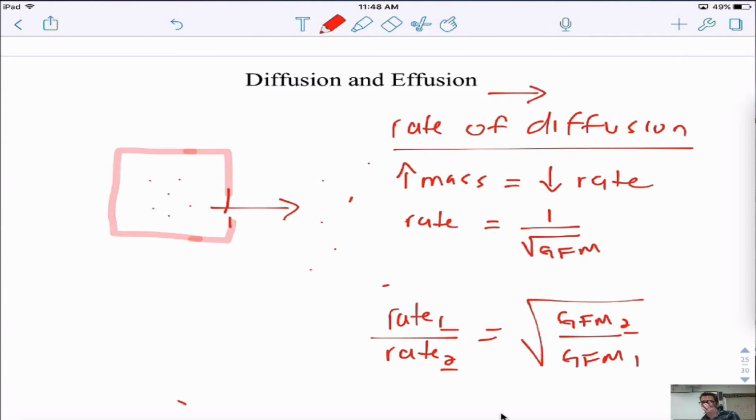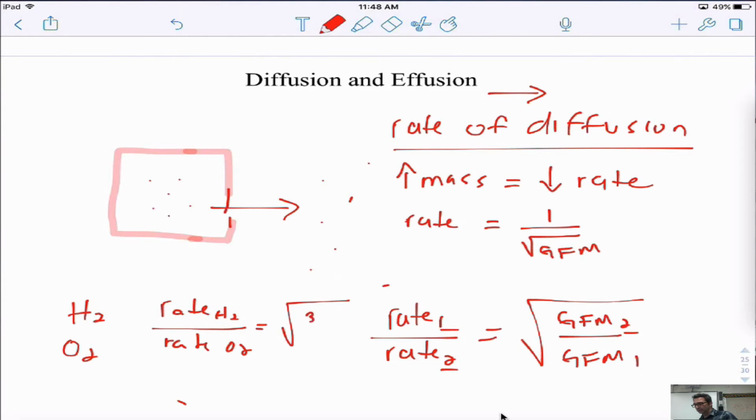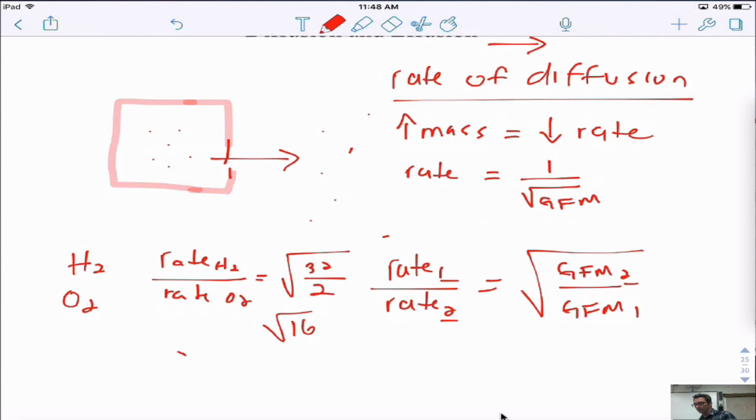So now you look at this and you're like, well, how would I do a problem? Well, let's say that we had two gases like hydrogen and oxygen, and I want to compare them. What's the rate of hydrogen to the rate of oxygen? We use their Graham formula masses. Oxygen's Graham formula mass is 32, hydrogen is 2. So now I just say, all right, square root of 16. That would give me 4. What this is telling me is that the rate of hydrogen, its diffusion, is 4 times the rate of oxygen.